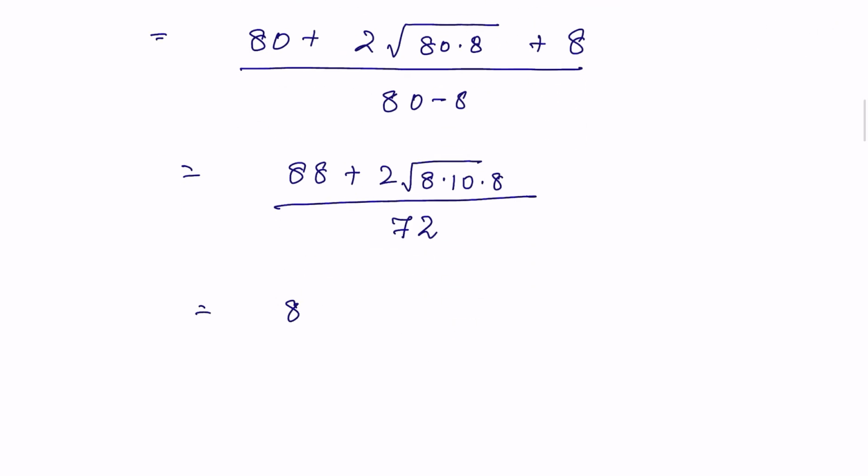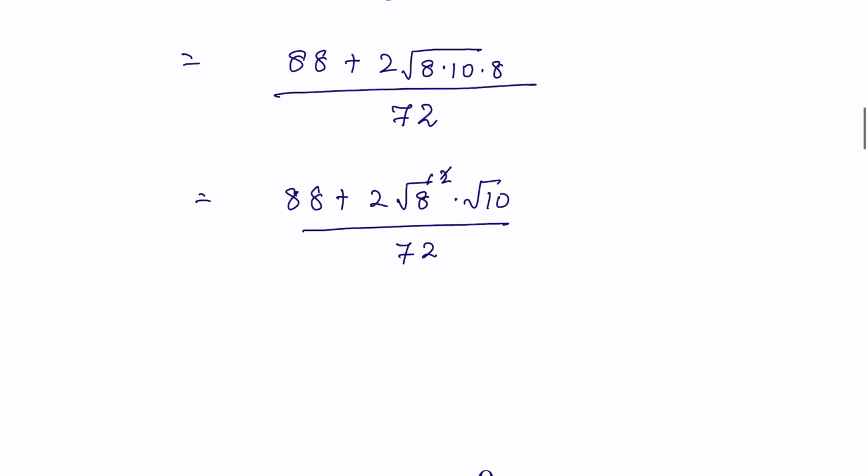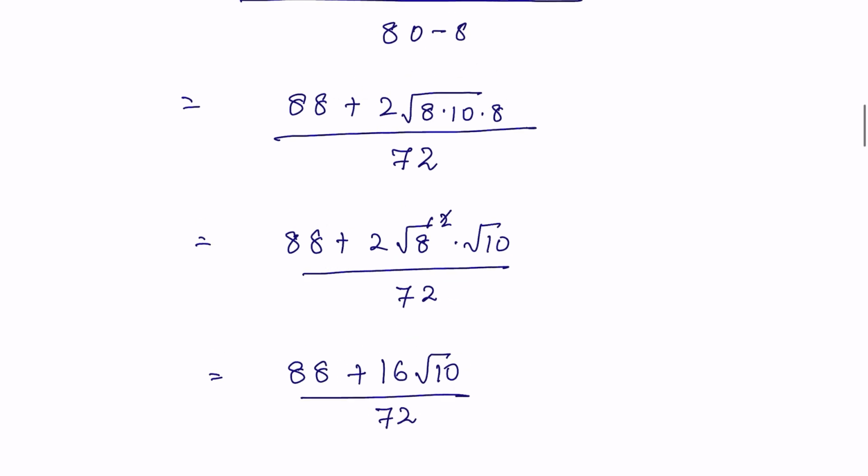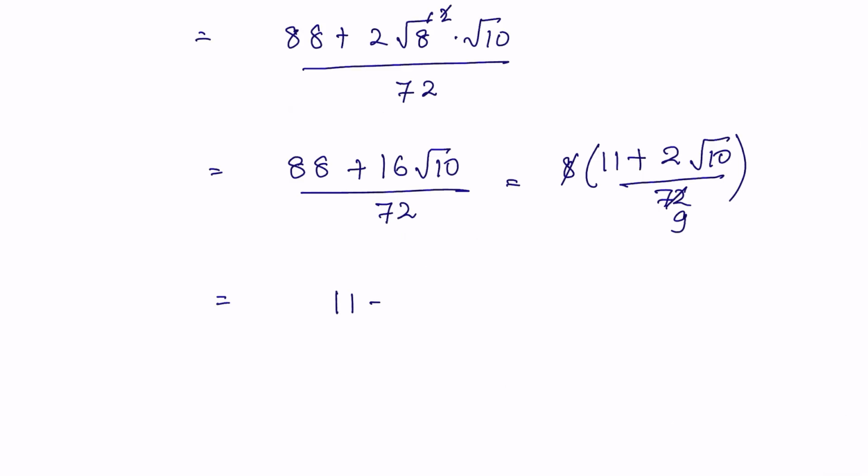Now 88 plus 2 times square root of 8 square times square root of 10. Remove the square root with the square, upon 72. So this is 2 times 8, 16. 88 plus 16 times square root of 10 upon 72. Now we can take 8 common and write 11 plus 2 times square root of 10 upon 72. 8 times 9 is 72. So this is equal to 11 plus 2 times square root of 10 upon 9.